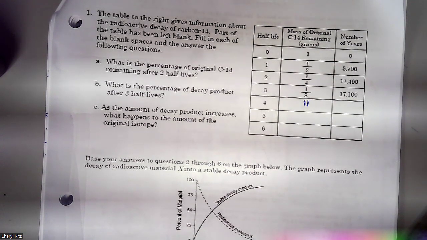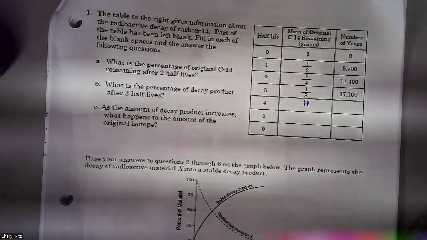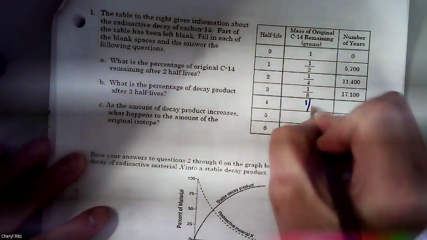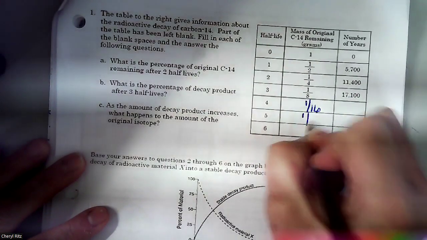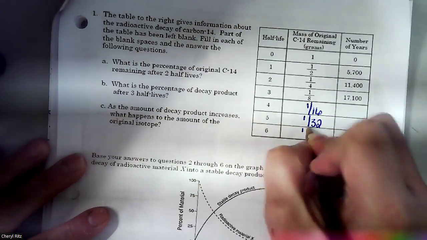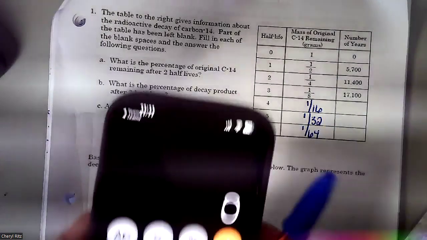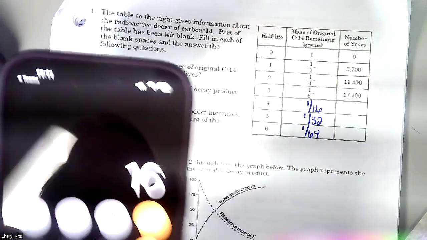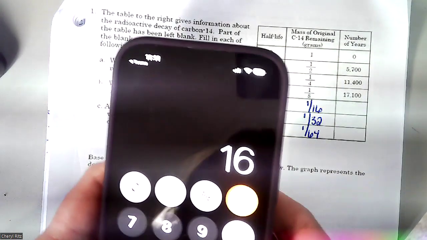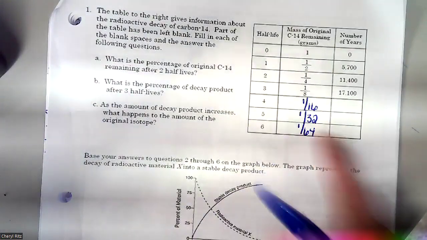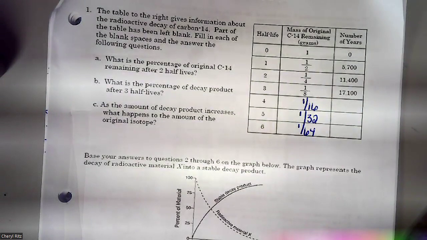I can tell you when you divide by 2, you double the denominator. So it goes from 1/8 to 1/16 to 1/32 to 1/64. Again, if you're not good with math, please don't let that be what messes you up. You just double the denominator. 8 times 2 is 16. 16 times 2 is 32, times 2 is 64. So that's where those numbers came in. So if you don't have that table filled in, please do so now.